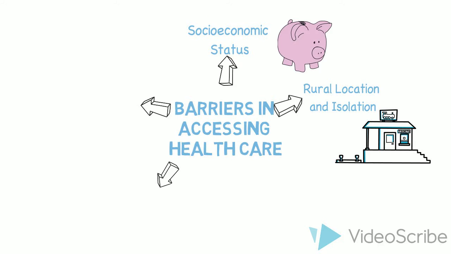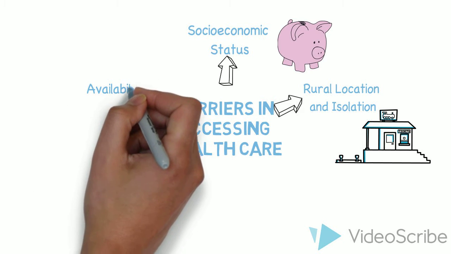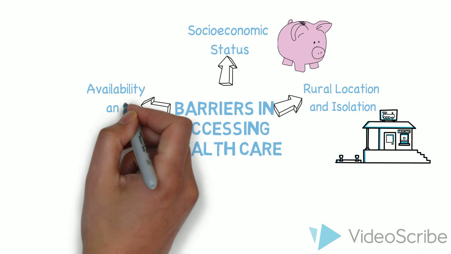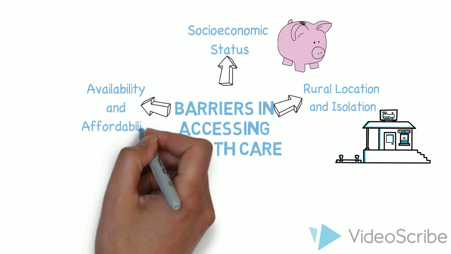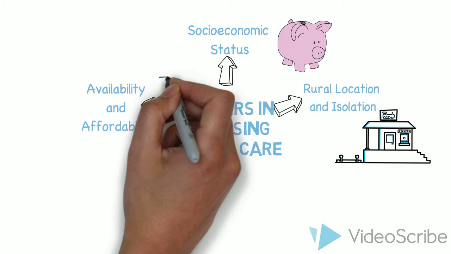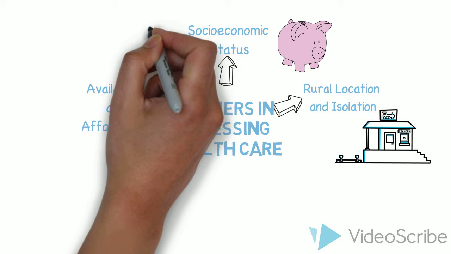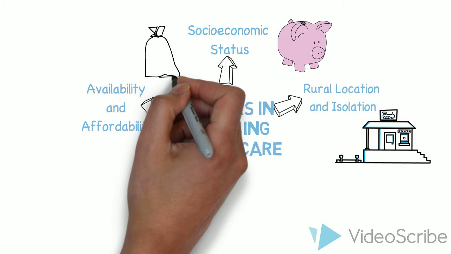Availability and affordability of services. Availability and affordability of services is another factor that causes a barrier to accessing health services for Indigenous people living in rural and remote areas. As the number of medical practitioners per head of population decreases with increasing geographic remoteness, it can be increasingly difficult to access appropriate services. In this case, people would have to move or travel a long distance in order to gain access to medical care.